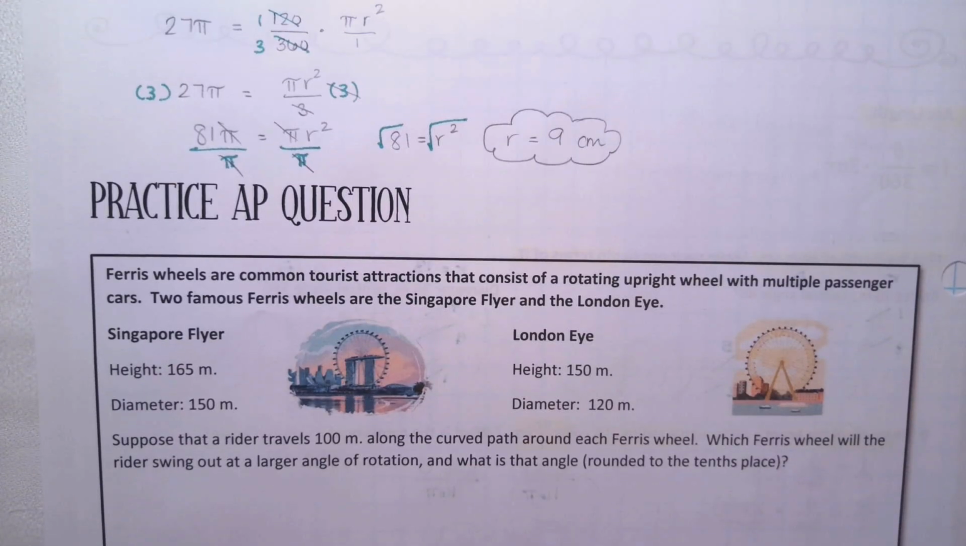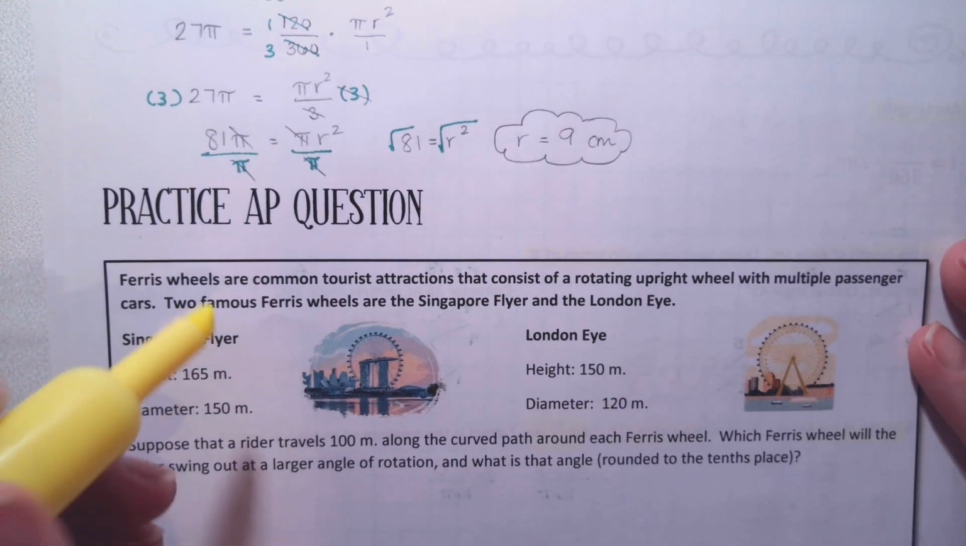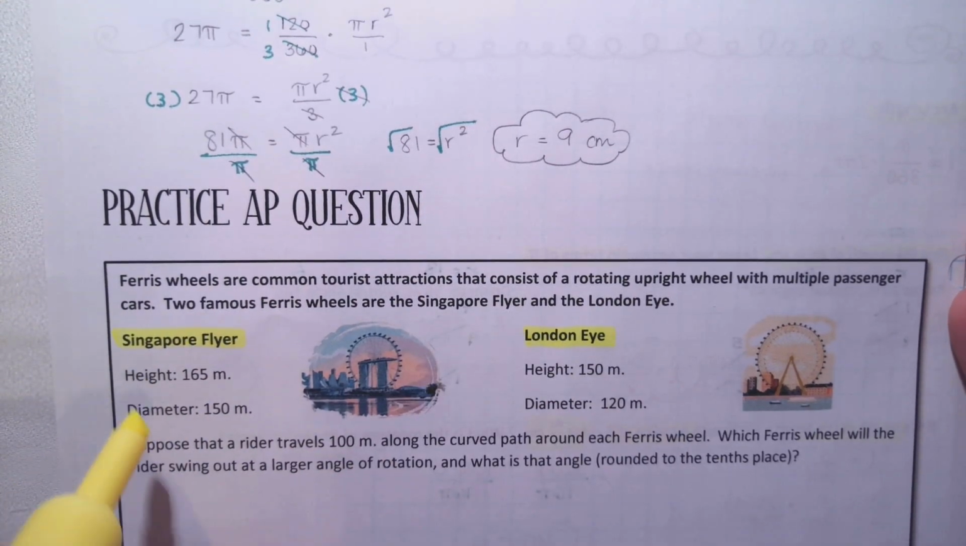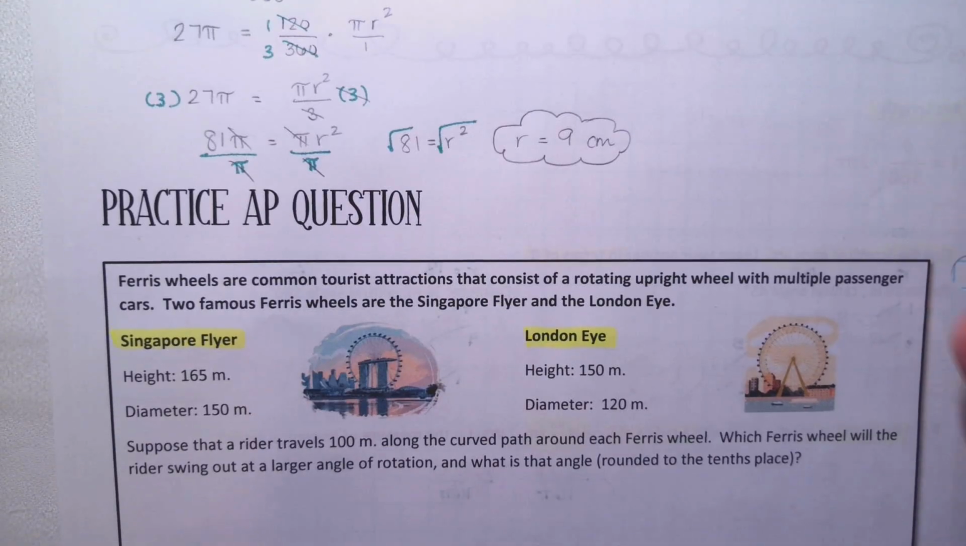Two famous Ferris wheels are the Singapore Flyer and the London Eye. I've seen the London Eye in person. I have not seen the Singapore Flyer. So we have some different measurements on them: height, the diameter, height, diameter.